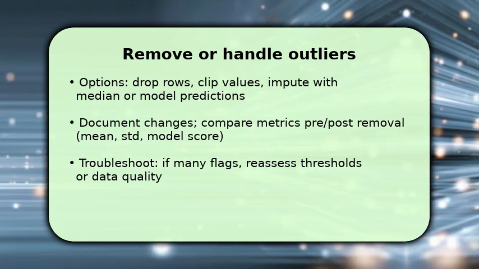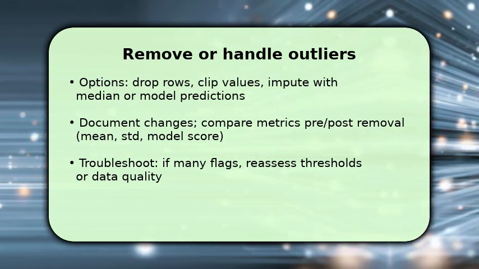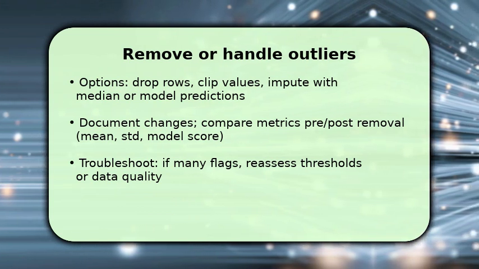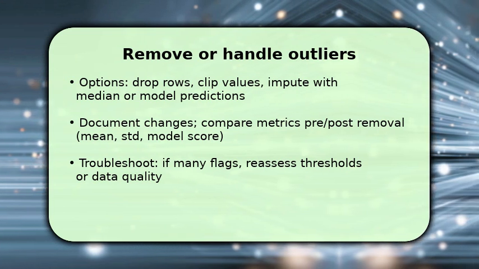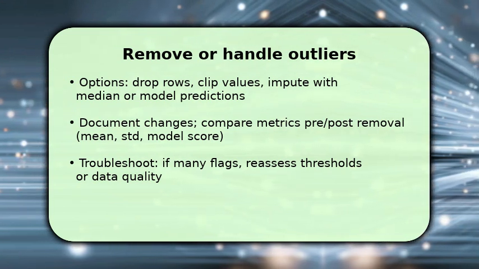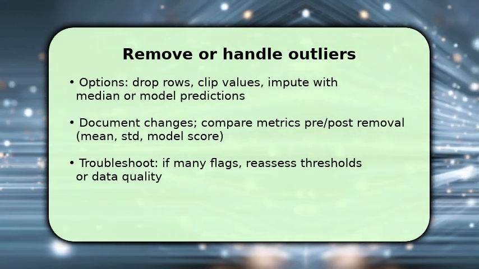After you transform, recompute summary stats and rerun any models to check impact. If too many records are flagged, recalibrate thresholds, inspect data collection, or use a different detector. This troubleshooting step prevents overcleaning valid variation.